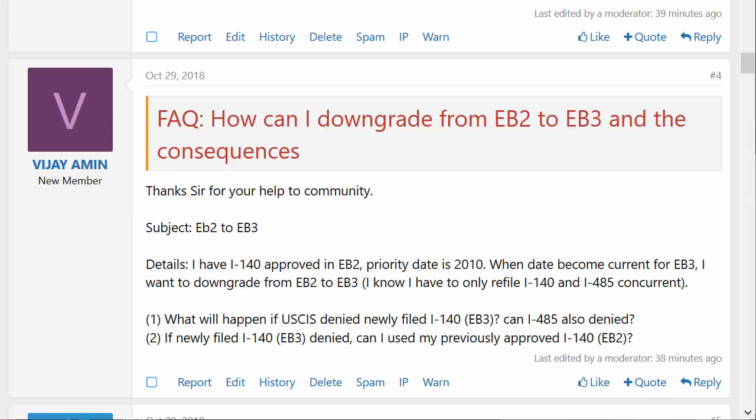Hi, Rajiv. In the case where the company has bought some other company, like successor in interest, at that time I think we need to refile the 140. I think so. So in that case, say I want to downgrade from EB2 to EB3, and when we file like that, in that situation if my EB3 is getting denied, what will be the consequences?